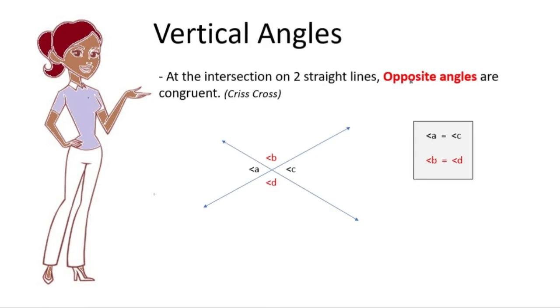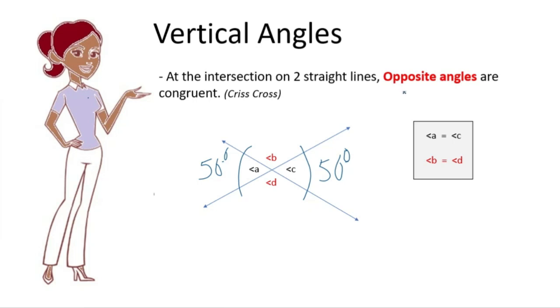So you can see in this figure that angle A is opposite of angle C. So they're congruent. So if angle A is, let's say, 50 degrees, then angle C is also 50 degrees. And that's because they're opposite of each other. Likewise, angle B is the opposite of angle D. So whatever the value of angle B, it's going to be the same for angle D.